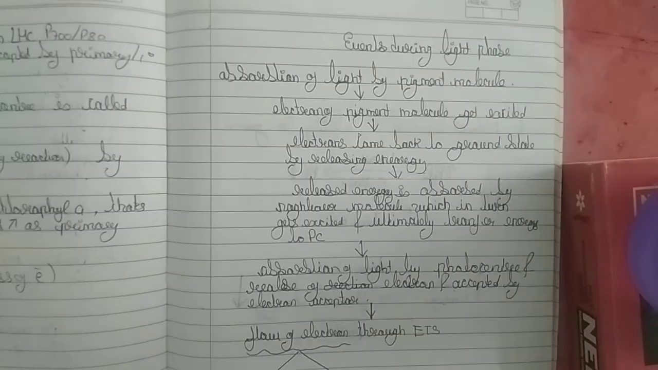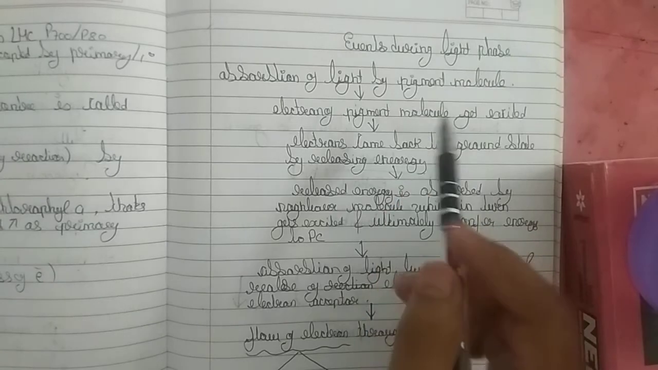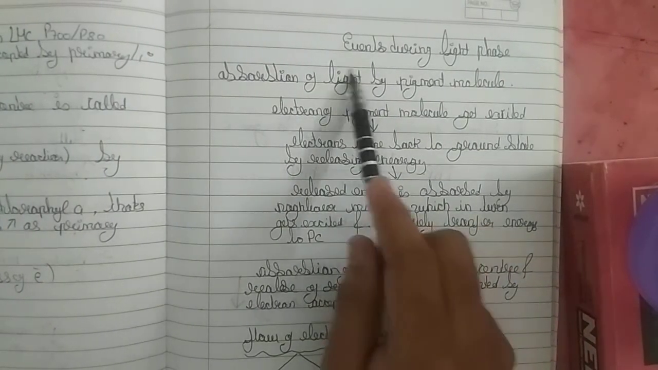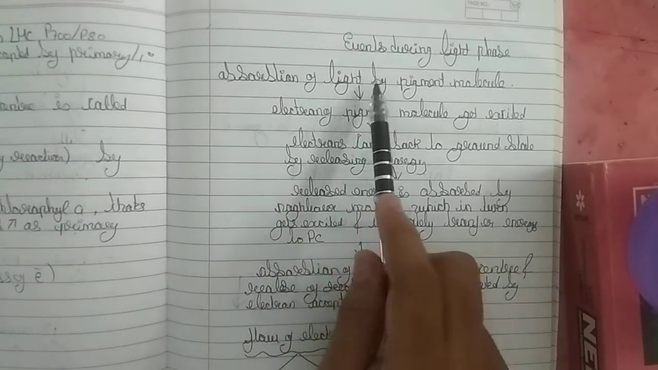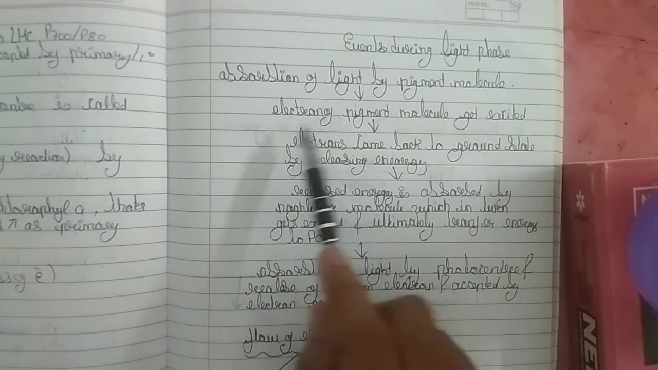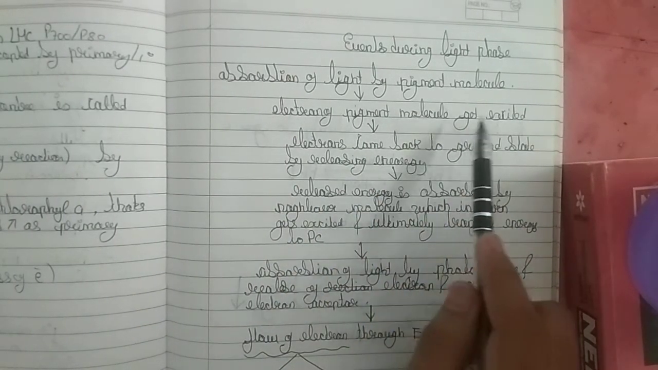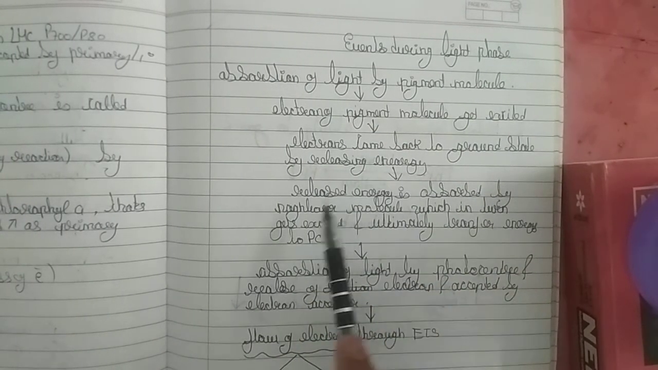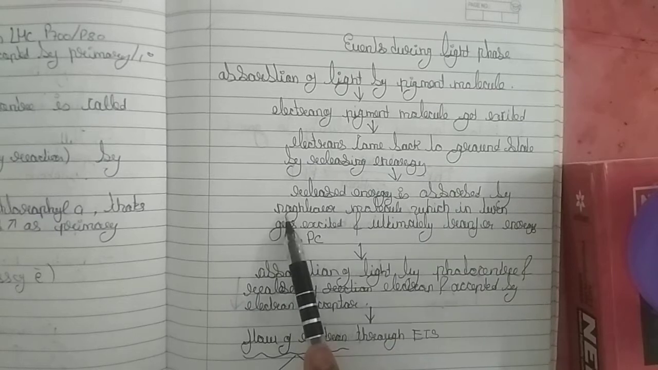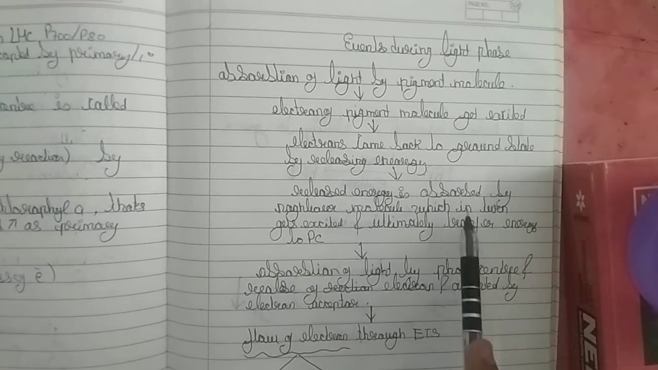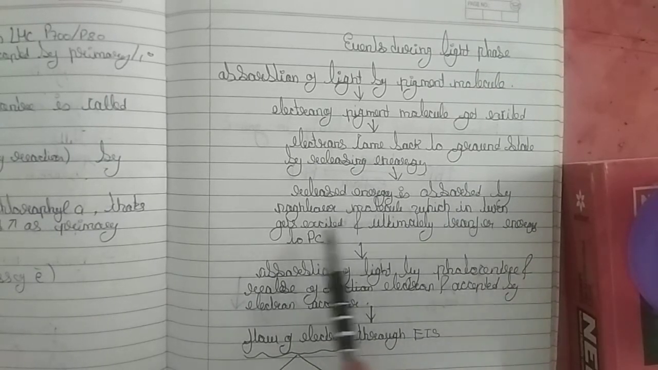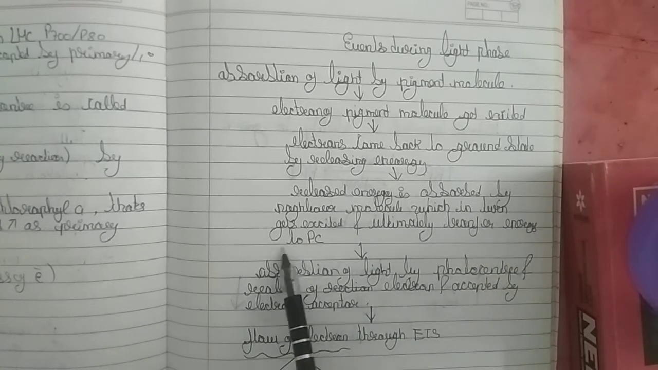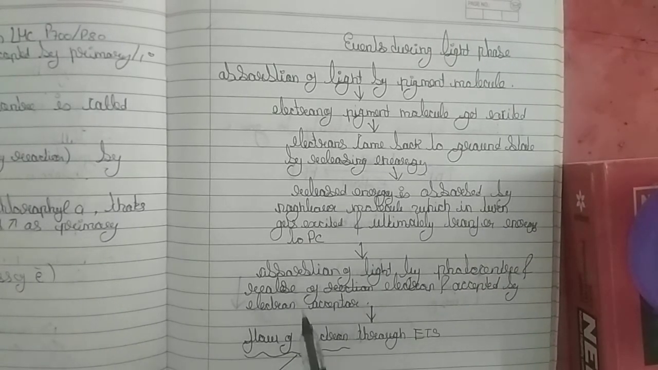Now this is a chart for the process I have told you, so it is useful for you to remember. Events during the light phase: absorption of light by the pigment molecules; electrons of the pigment molecules get excited; electrons come back to the ground state by releasing energy. The released energy is absorbed by the neighboring molecules, which in turn get excited and ultimately transfer energy to the PC, that is the photo center.